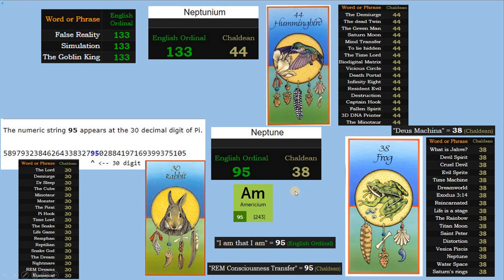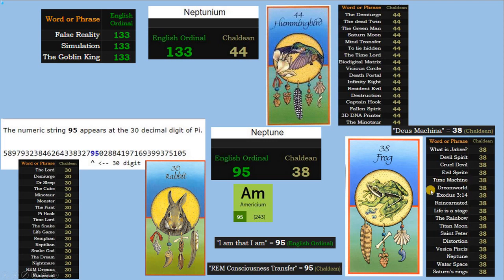And Neptune is 38 in Chaldean, matching the frog medicine card, and frogs are unclean spirits. And this card represents Oz, the Wizard of Oz. And in Chaldean we have these words and expressions with 38. What is Yahweh? Devil spirit, cruel devil, evil sprite. So basically this indicates the nature of what is running this matrix.